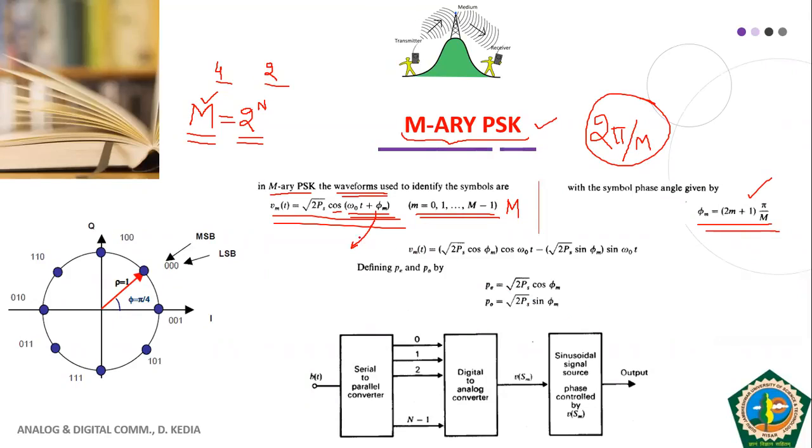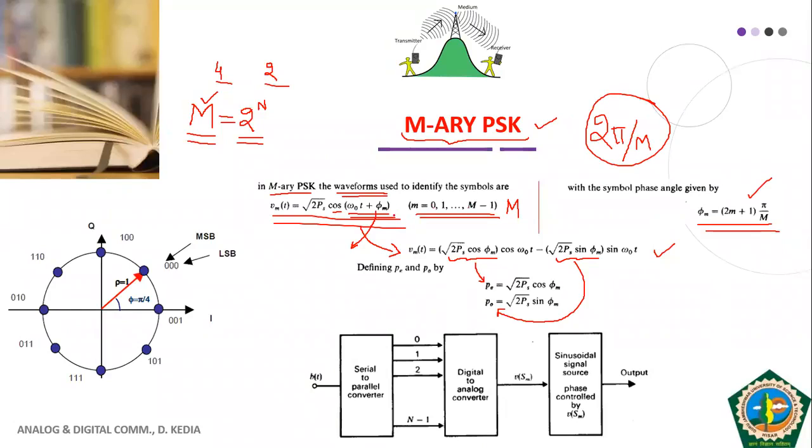And if you expand this expression trigonometrically, we get root 2 Ps cos phi m cos omega naught t minus root 2 Ps sin phi m sin omega naught t. So this portion, root 2 Ps cos phi m, can be represented by P_e, and root 2 Ps sin phi m can be represented by P_o, and then we have P_e cos omega naught t minus P_o sin omega naught t. Fine. So this is the mathematical representation of M-ary PSK.